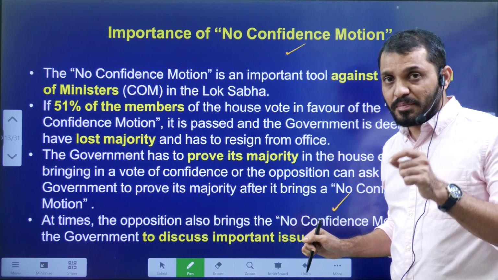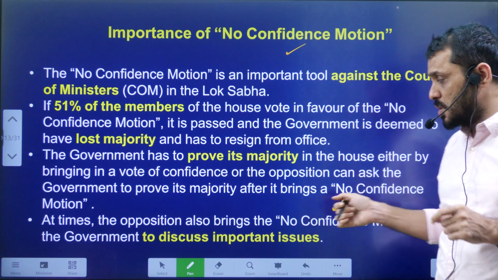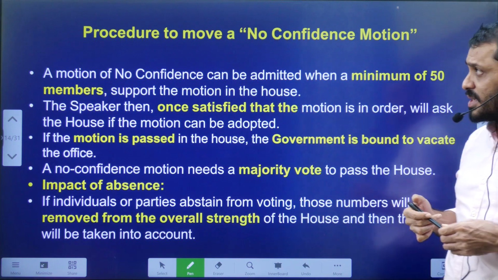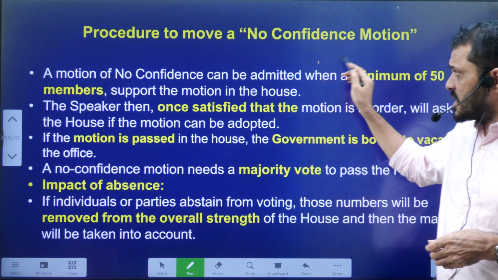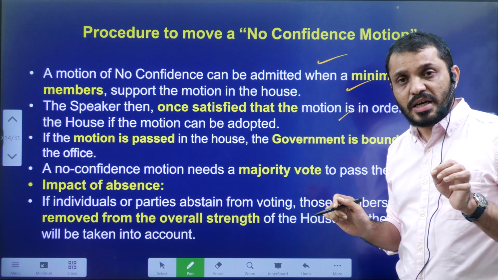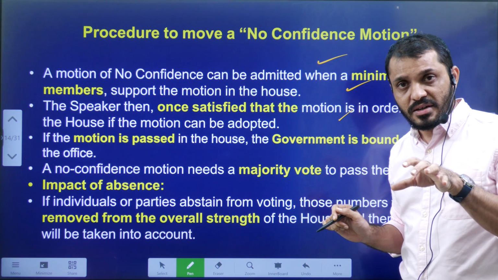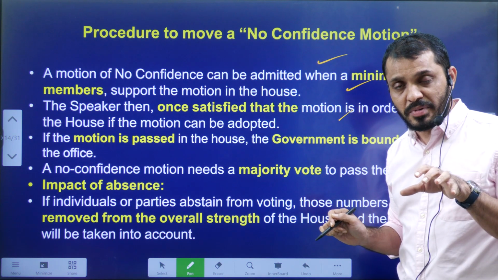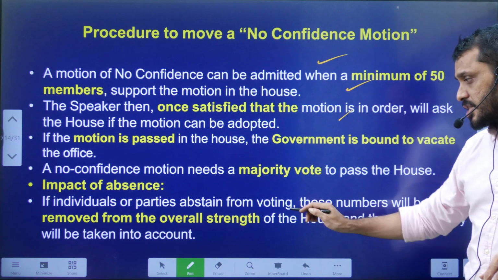Sometimes, to get a reply from the government on important issues also, a no confidence motion will be introduced by the opposition parties. And the procedure I explained: minimum 50 members need to sign. Then the speaker will discuss with the floor leaders of the various houses, ruling party and opposition party, and he will fix one particular date.